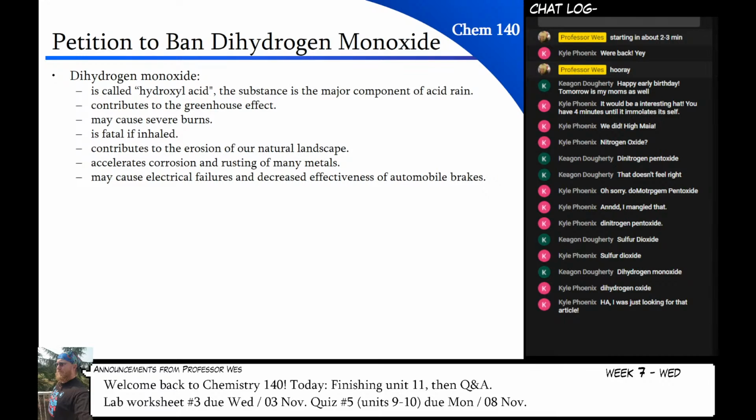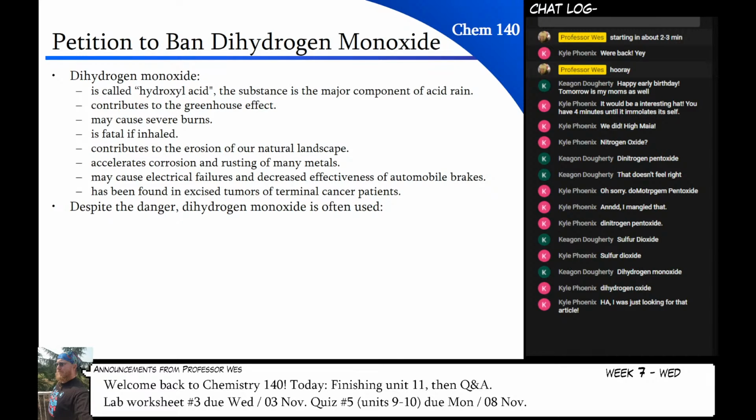Now, if you use a vehicle of some sort, it screws with your brakes, it makes them less effective, and it can get into electrical circuits and cause them to short out. And it's just so bad. Every single person who has died of cancer has this in their body. Holy shit, dude. Like, that's awful. And despite how bad this substance is, DHMO is used in the following places.